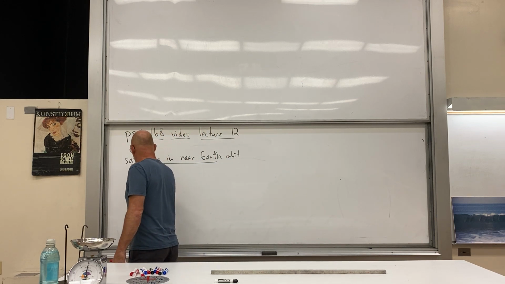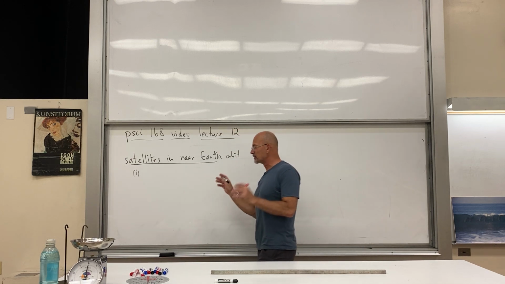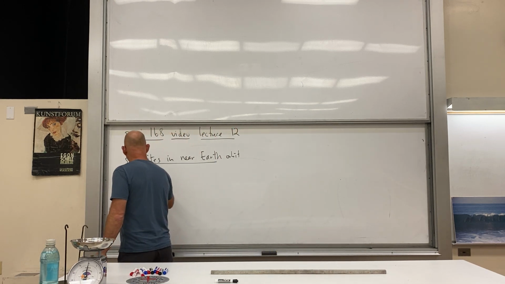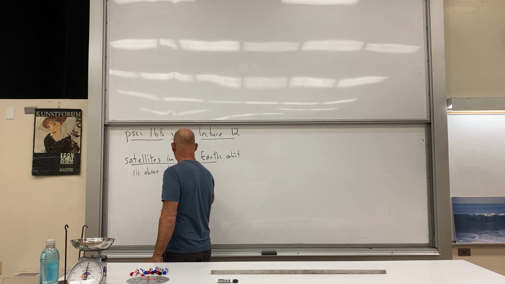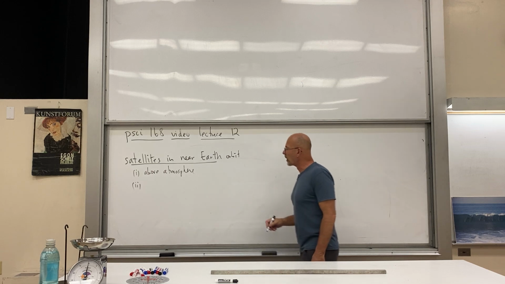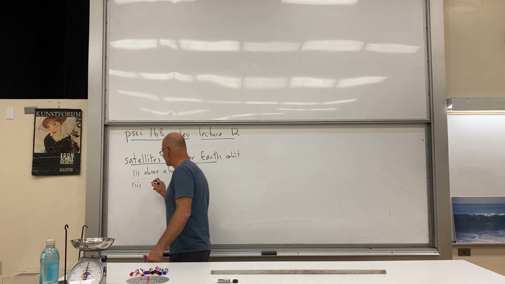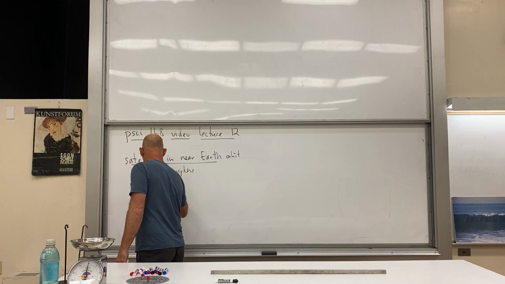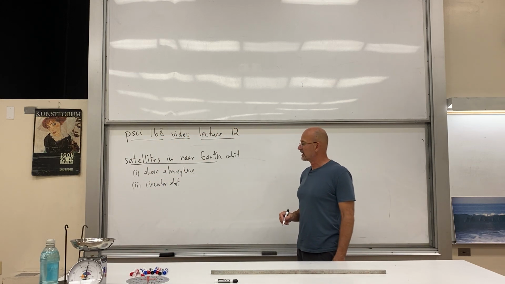First of all, we have to be above the atmosphere. There can be no friction, right? It has to be true free fall. So above atmosphere, and then the orbit is going to be a circular orbit, and the plane of orbit has to contain the center of the Earth as well.